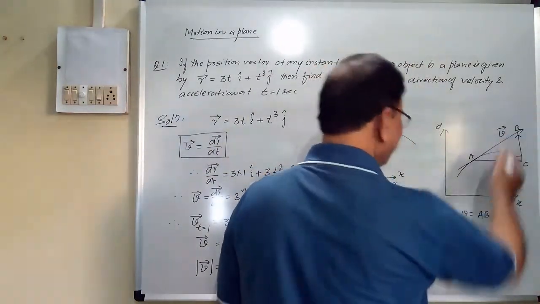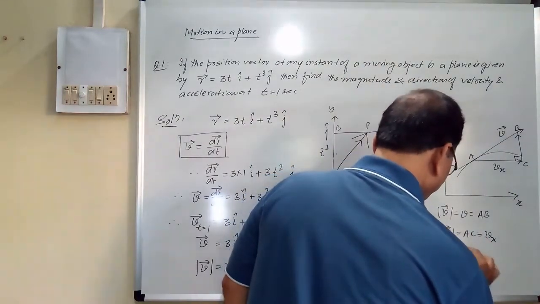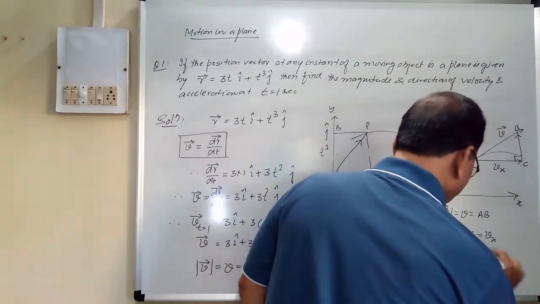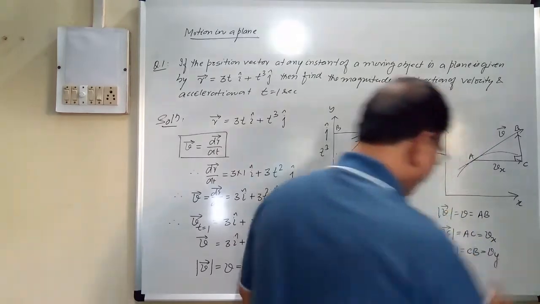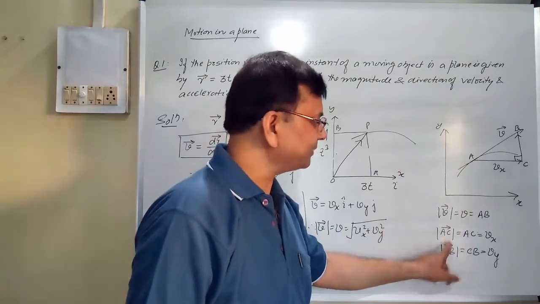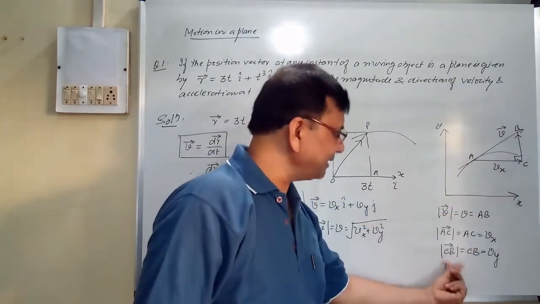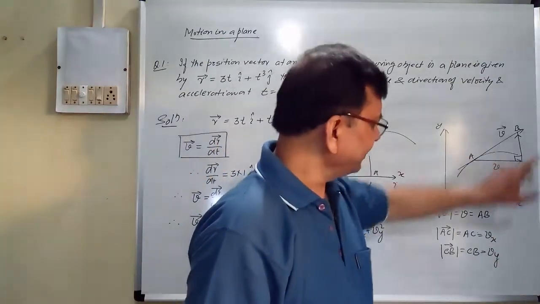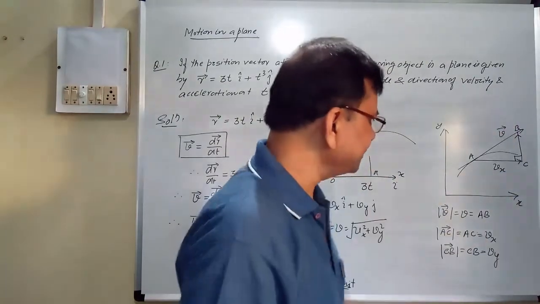Similarly, this vector CB, right? That is equal to the CB length, that is equal to Vy. Here I have written vector. Here simply AC means this tells the magnitude of this, means this length. Similarly CB, CB is the vector, but CB is simply the length, that is Vy.